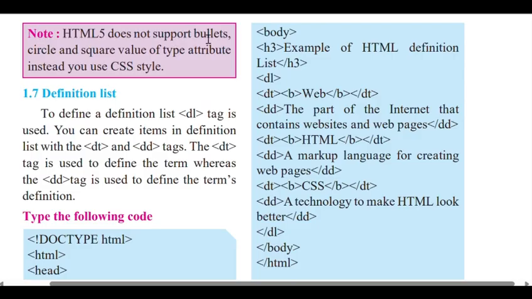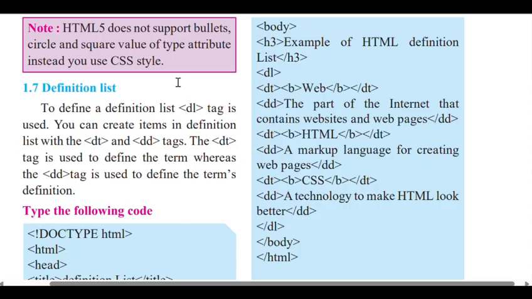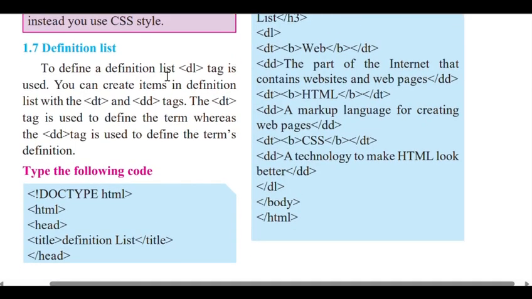Now here they have given one note. HTML5 does not support bullets, circles and square values of the type attribute. Instead you use CSS style. It means HTML5 is not supporting bullets, circles and squares, so the default value will be there, or we can use CSS style instead if we want bullets, circles and squares.